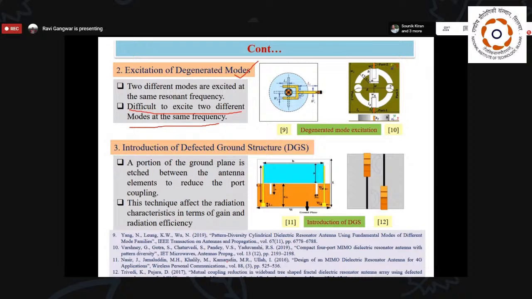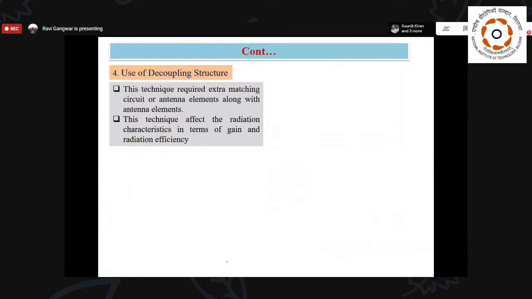And the third one is the defected ground structure. The defected ground structure means we remove some portion of the ground plane in between the antenna elements to reduce the port coupling. The technique is very innovative, and it gives very good results in terms of isolation. But on the other side, it affects the radiation characteristics of your antenna in terms of gain and radiation efficiency. So whenever you use the DGS concept, you have to see what kind of radiation performance is degraded, and whether it is acceptable for you or not.